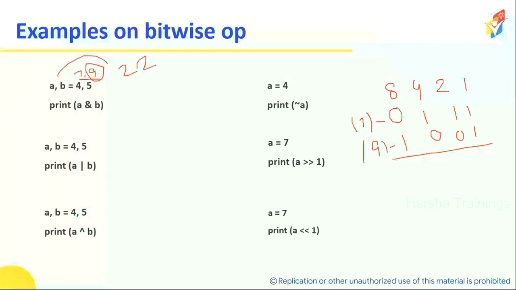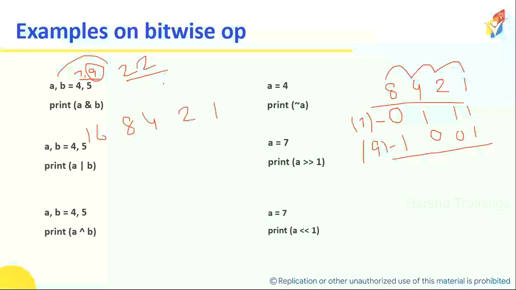How can I represent 22? Can I represent 22 with this number? 8 plus 4 is 12. 12 plus 2 is 14. 14 plus 1 is 15 only. With 4 digits, I can represent only 15. But if I want to represent 22, how can I do it? 1, 2, 4, 8, 16. You should go for one more bit.